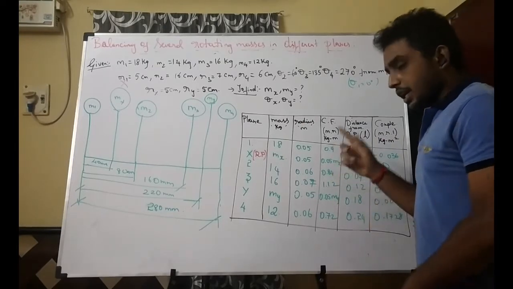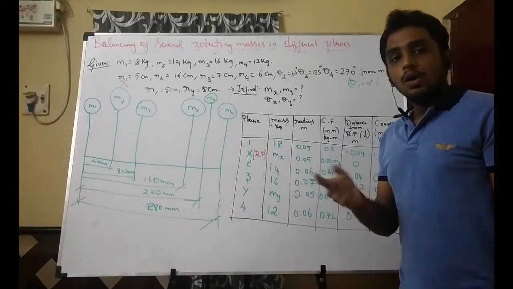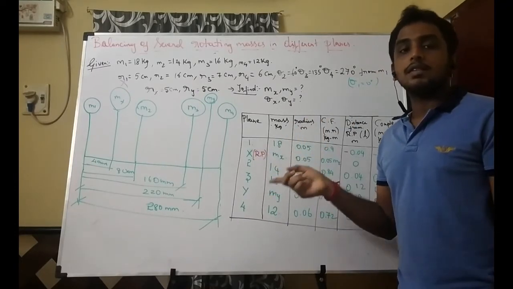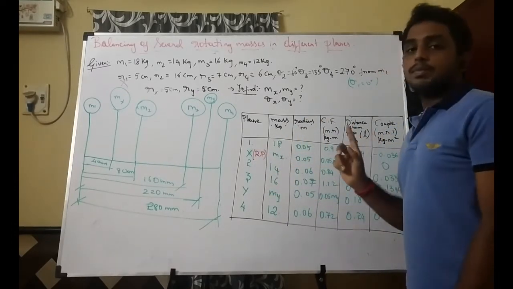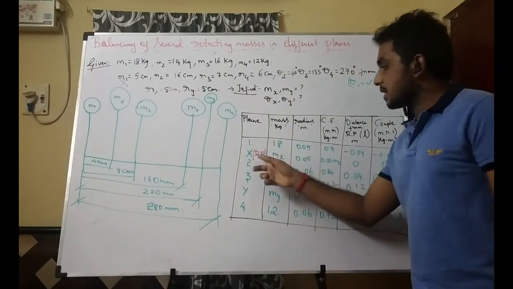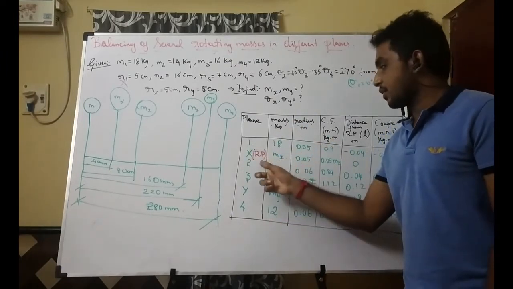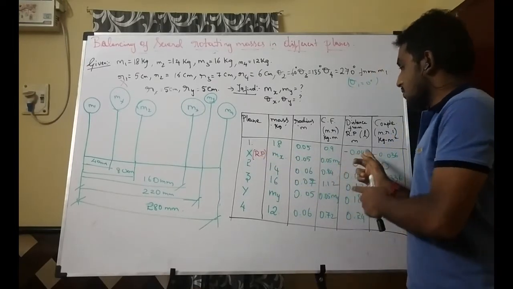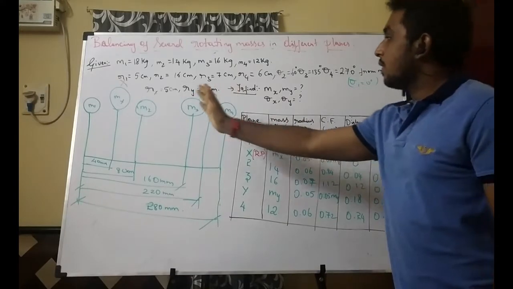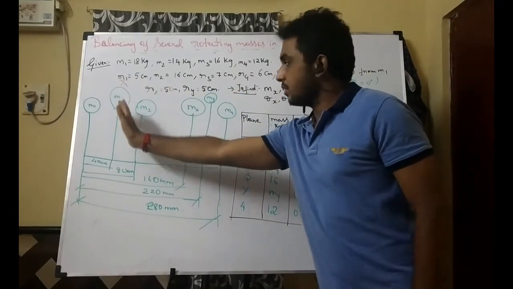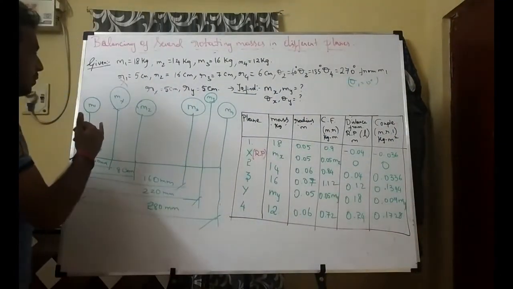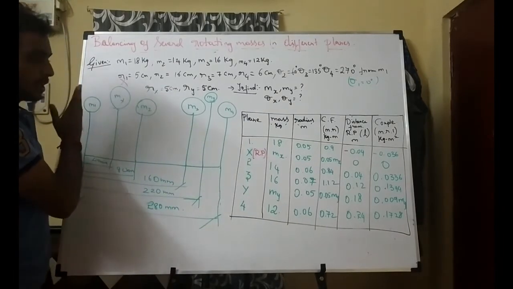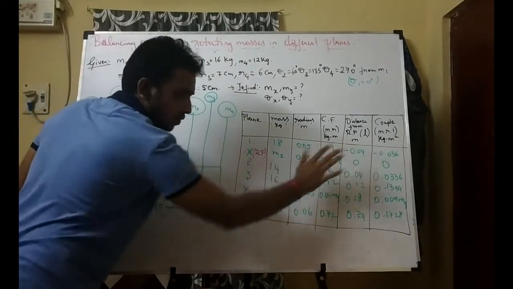In order to make one of the quantities 0, we have to consider the reference plane which has an unknown mass as the reference plane mass. So I am going to take x as my reference plane. When I take x as the reference plane, from x to the left, in the negative direction, we have m1. That's why I have given minus 0.04.